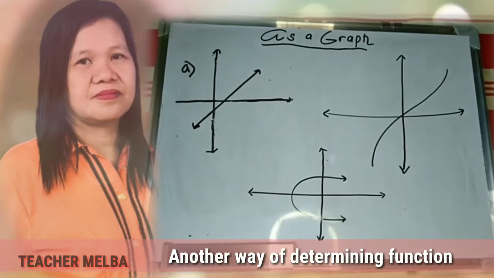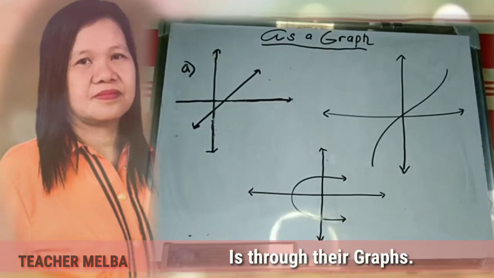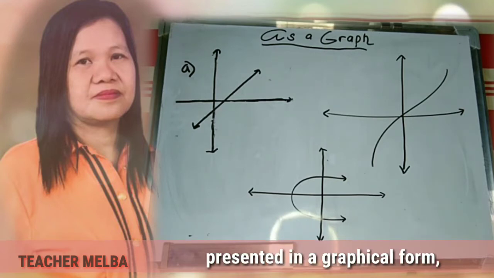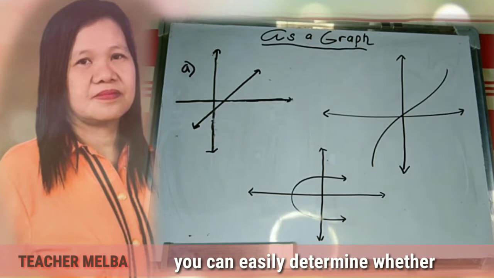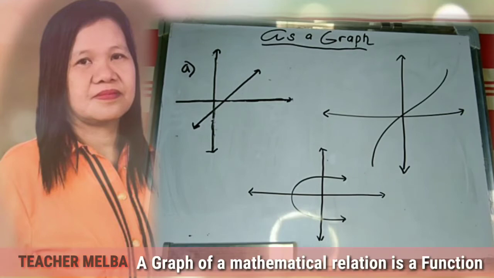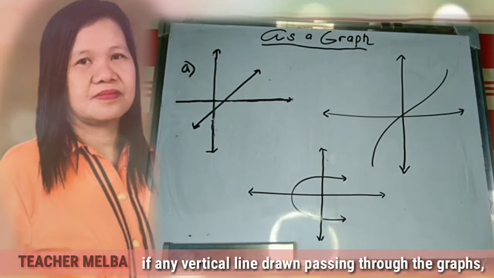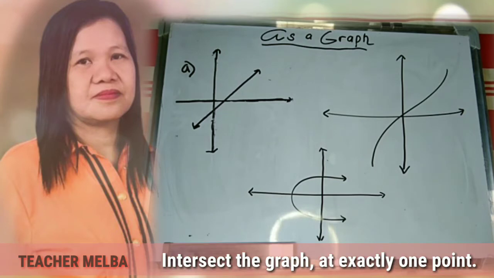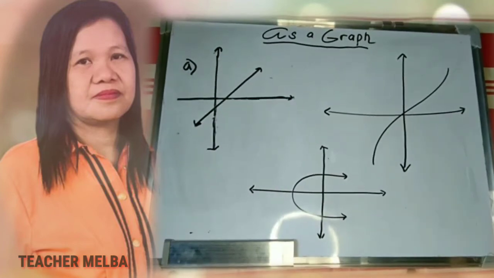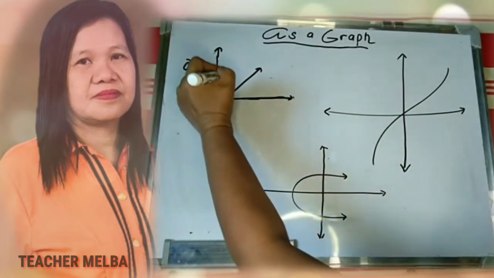Another way of determining a function is through its graph. If a given mathematical relation is presented in graphical form, you can easily determine whether it is a graph of a function by using the vertical line test. A graph is a function if any vertical line drawn passing through the graph intersects the graph at exactly one point. Now, let us identify which of the following graphs represents a function. Let us draw a vertical line.